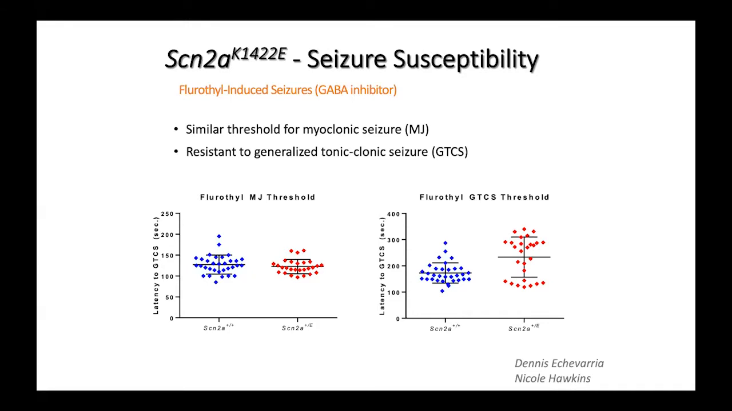It's no different between the mutant and the wild type, but there's actually a delay in the threshold for the generalized tonic-clonic seizure. And what this tells us is that the animals are actually a little bit resistant to seizure spread, which might suggest that you would see focal seizures, or you would expect focal seizures over generalized seizures, at least in the mouse model.